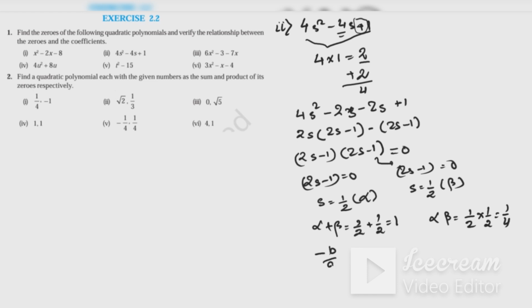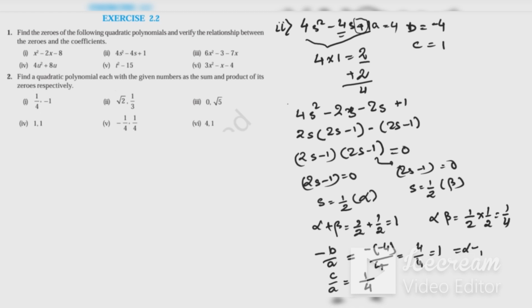So what is minus b by a from here? From this equation, what is b? The value of b is equal to minus 4, c is equal to 1, and a is equal to 4. Okay, so minus b by a is equal to minus of minus 4 by 4, which is equal to 4 by 4, which is equal to 1. And what is c by a? C by a is equal to 1 by 4. So this is equal to alpha plus beta, and this is equal to alpha beta. Alright, so that goes for question number 2.